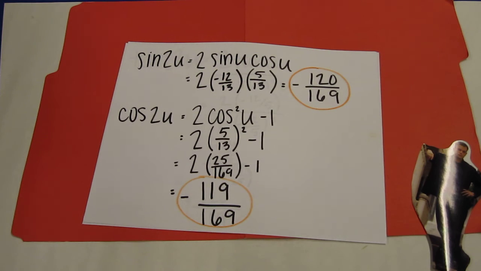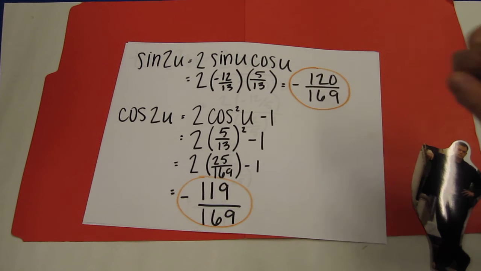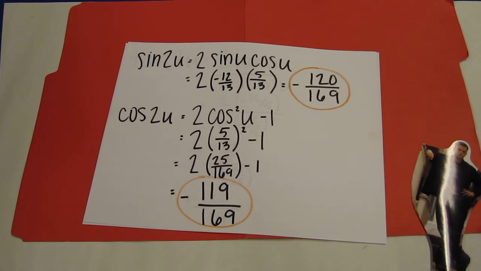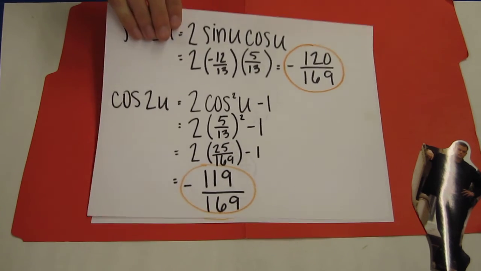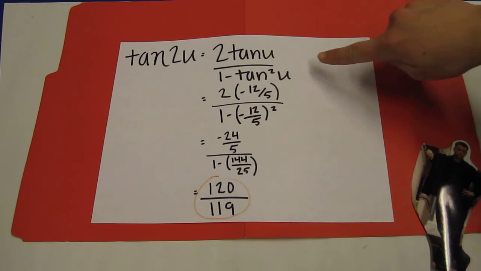To find cosine of 2u, we use one of our 3 identities to replace cosine 2u. We will use 2 cosine squared u minus 1 as found before. Substituting cosine u with 5/13, we get 2 times (5/13) squared minus 1, which can then be simplified to negative 119 over 169.